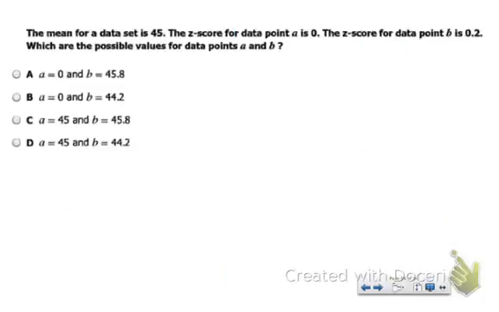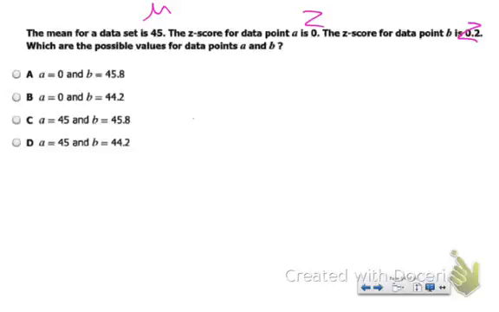Okay, last one. The mean for a data set is 45. The z-score for a data point A is 0, and the z-score for data point B is 0.2. Which are the possible values for data points A and B? Okay, so they don't give you an element, they just call it A and B, and they don't give you a standard deviation. So you actually can't do straightforward calculation for this one. Instead, you sort of just have to think about what you know about z-scores.